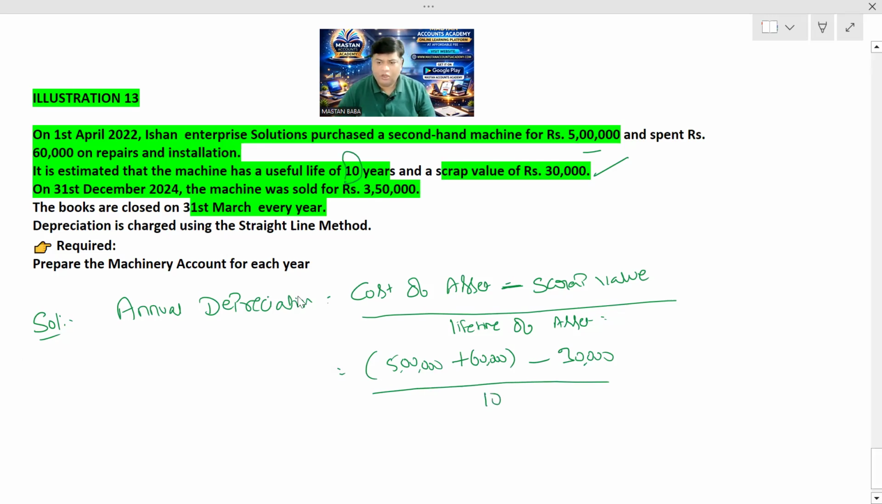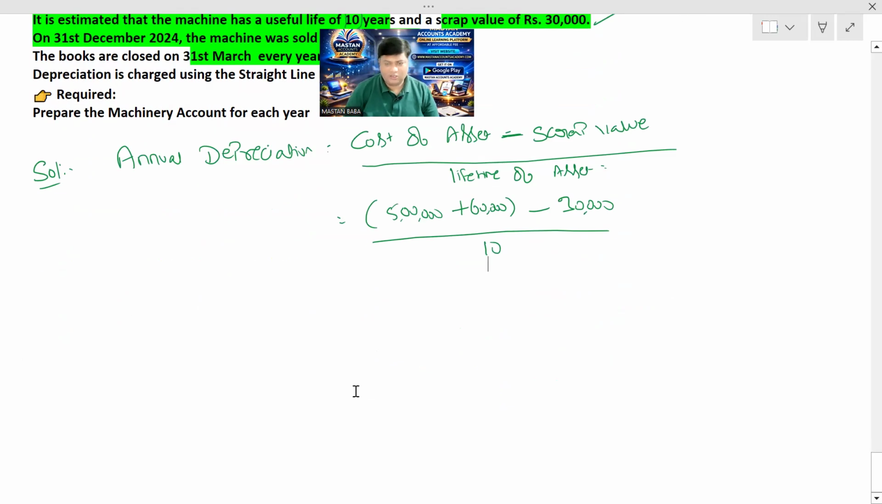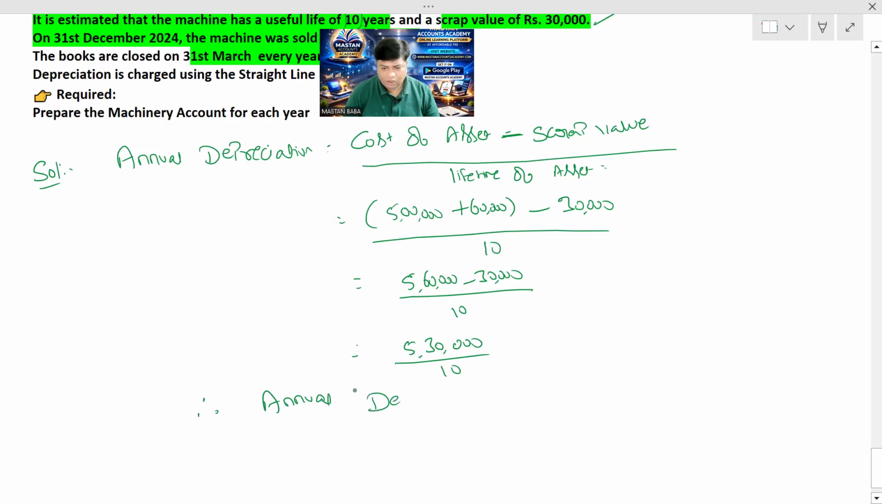That comes to 5,60,000. 5,60,000 minus 30,000 divided by 10. So that comes to 5,30,000 divided by 10. So dear students, therefore, annual depreciation is equals to, so hope you got the answer, 5,30,000 divided by 10 years, you'll get annual depreciation of 53,000 rupees.